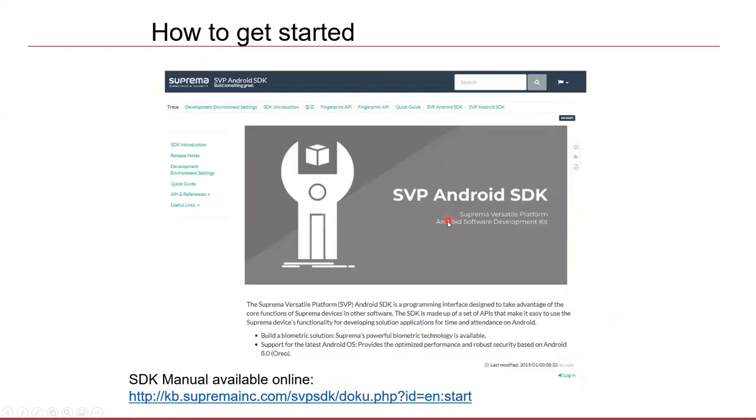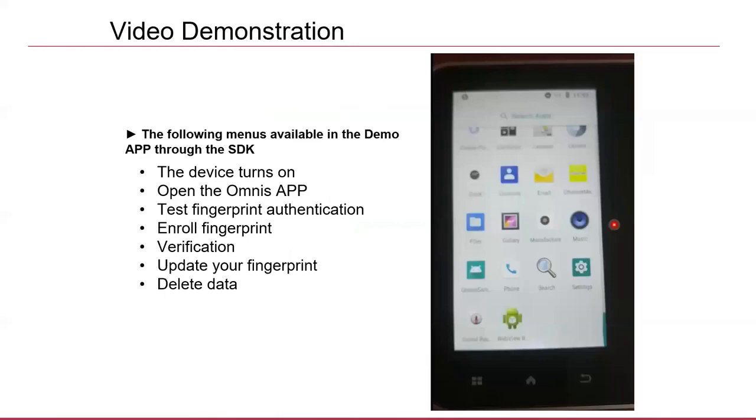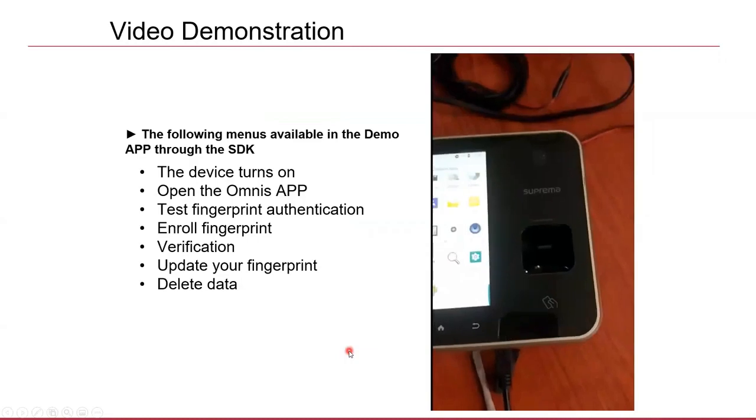You have the SBP Android SDK site in our Suprema knowledge base. Over here, you find the manual online. You can get started and see how to do it. You can download Android Studio and then import the library as if you were working with a third-party library from Android Studio, and then deploy your code into the device, which will be connected through USB to your computer. Okay? And there are some small video demonstrations here to install.